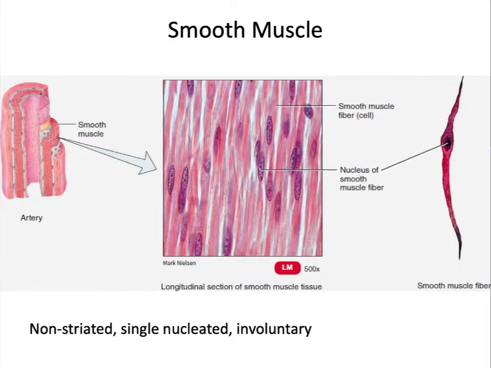Smooth muscle is not striated. It looks very smooth. This is also involuntary and also has a single nucleus per muscle fiber. Smooth muscle fibers are found in the stomach, intestines, urinary bladder, arteries, and iris of the eyes.